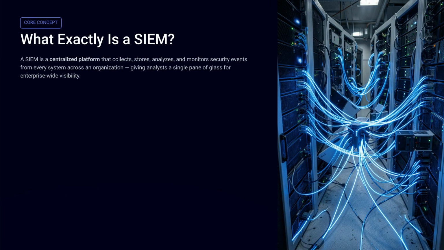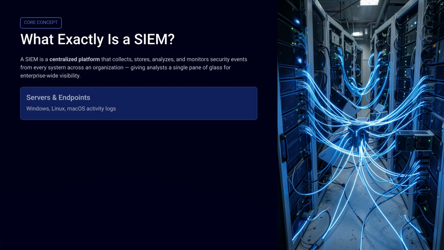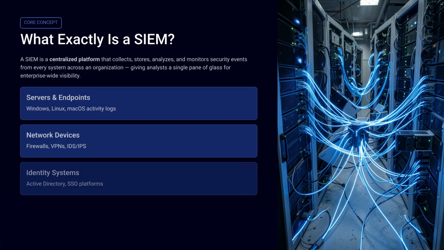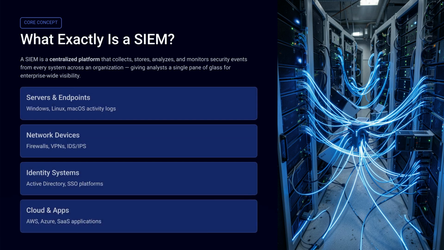A SIEM is a centralized platform that collects, stores, analyzes, and monitors security events. It offers analysts a single pane of glass for enterprise-wide visibility. Data is pulled from various sources, including servers and endpoints, network devices, identity systems, and cloud and app services.